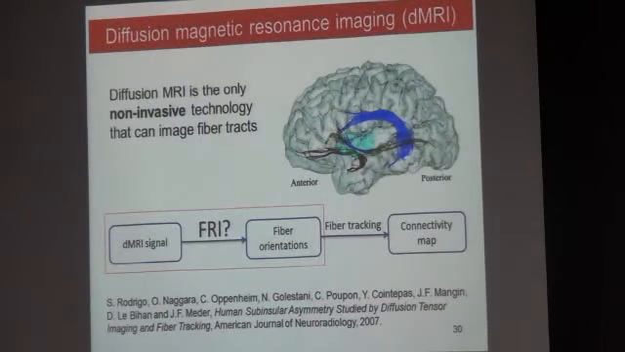Okay, so this brings me to my second application. So diffusion weighted magnetic resonance imaging is the only non-invasive technology that can image the fiber tracts in the brain. Okay, and so we want to find out if we can use FRI to actually find the fiber orientations. Okay, so this actually leads to connectivity. By being able to track these fibers, it will lead to a connectivity map.